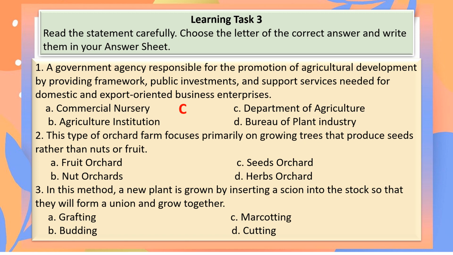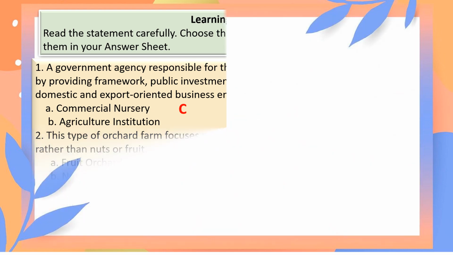Number 2, this type of orchard farm focuses primarily on growing trees that produce seeds rather than nuts or fruit. A, fruit orchard, B, nut orchards, C, seeds orchard, or D, herbs orchard. Okay, seeds orchard. Number 3, in this method, a new plant is grown by inserting a scion into the stock so that they will form a union and grow together. So what method is that? A, grafting, B, budding, C, marketing, or D, cutting. Okay, grafting.